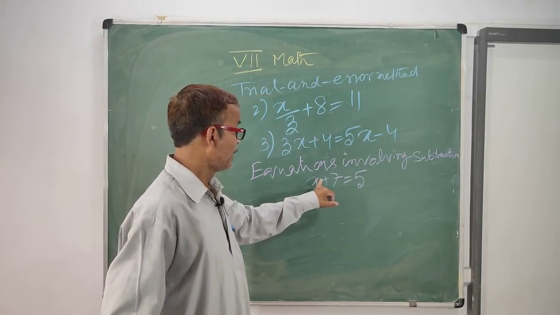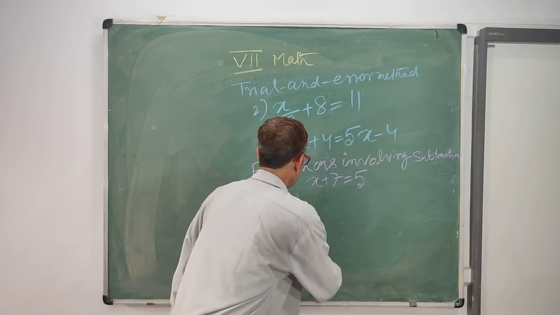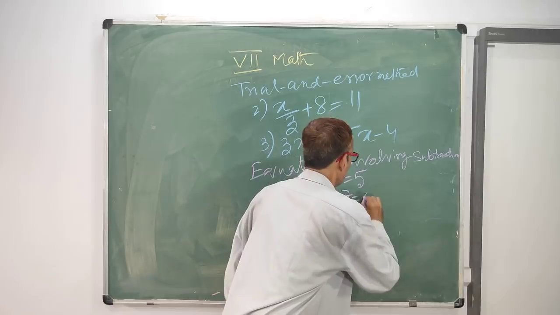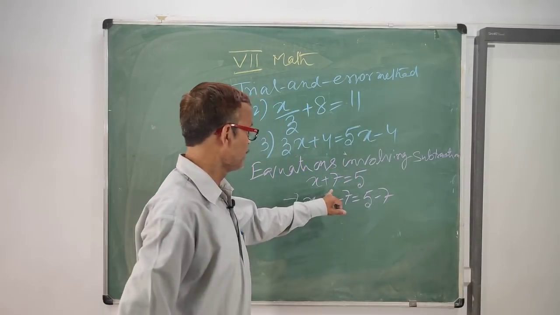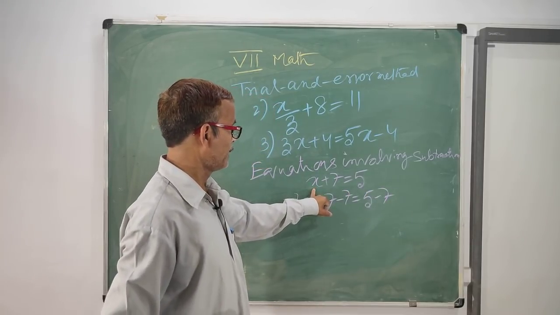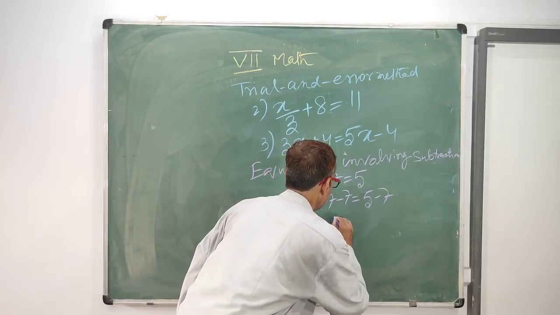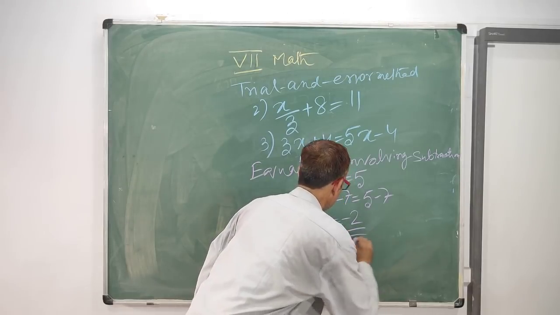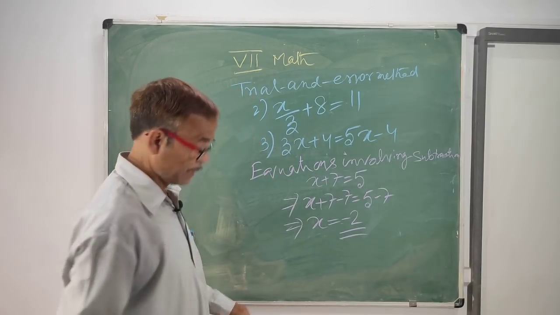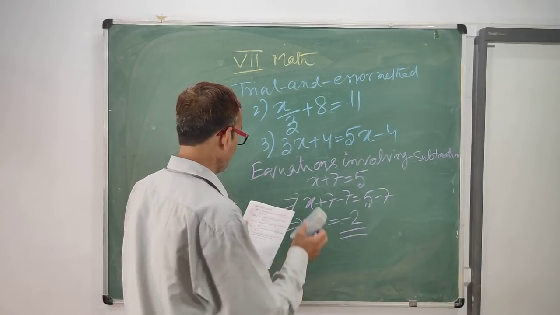Left hand side x plus 7. Here x plus 7 minus 7 is equal to 5 minus 7, means you subtracted 7 from both sides. When you subtract 7 from the left hand side, then you will get x equal to minus 2. So x equal to minus 2 is the solution of the equation. Here this method is called transposition method, systematic method.